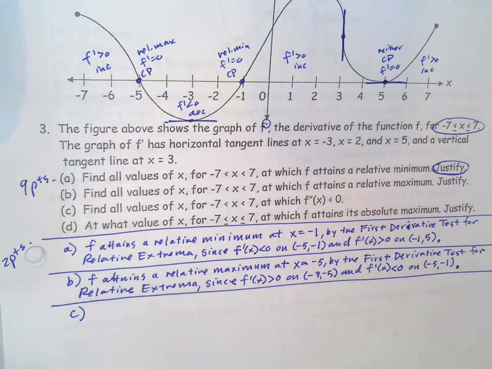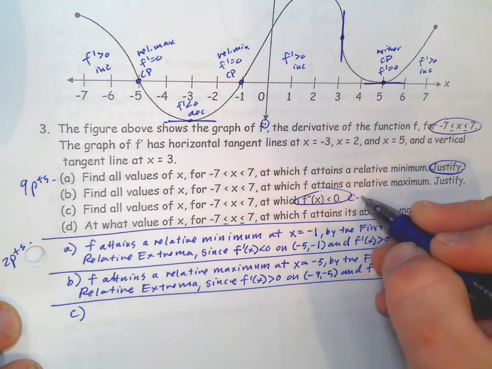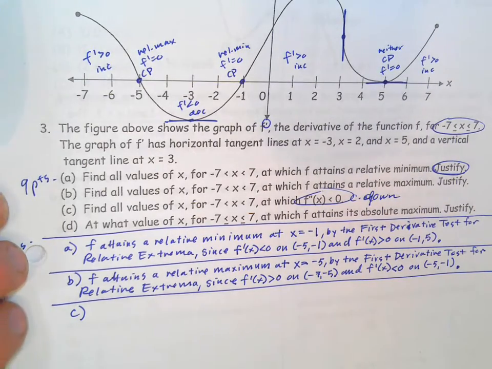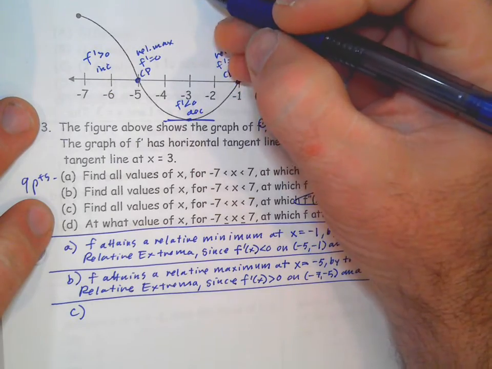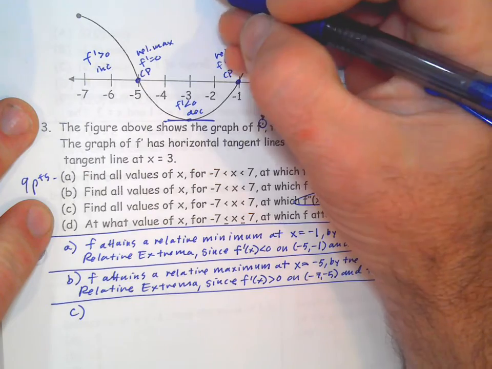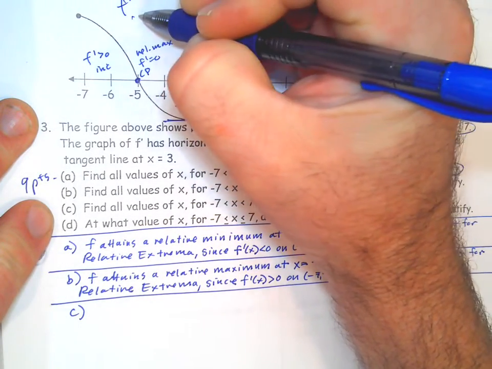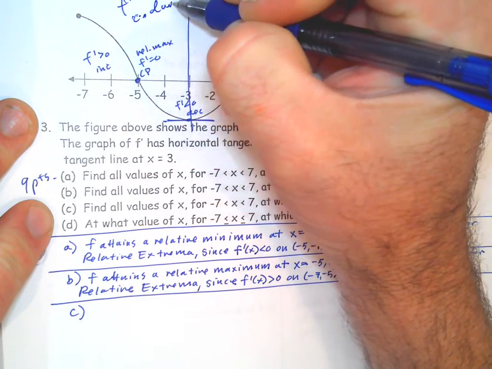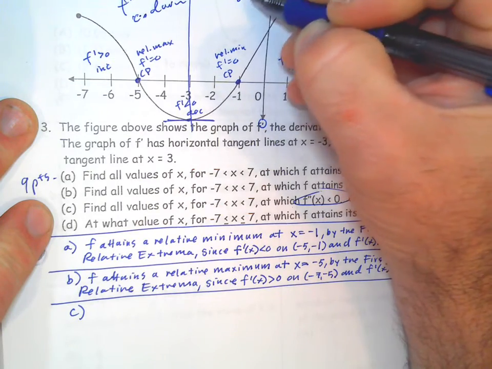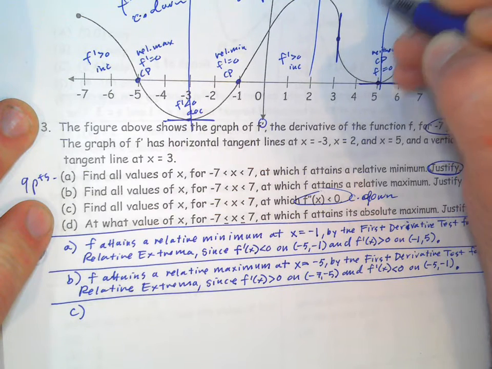Okay. C says find all the values where f double prime is negative. So that means concave down, right? That's essentially what they're asking. Now, concavity is the second derivative, which is the derivative of the first derivative. This is already a graph of the derivative, so the slope of this graph is the second derivative. So when the slope of this graph is negative, it's concave down. When the slope of this graph is positive, concave up. Negative, concave down.